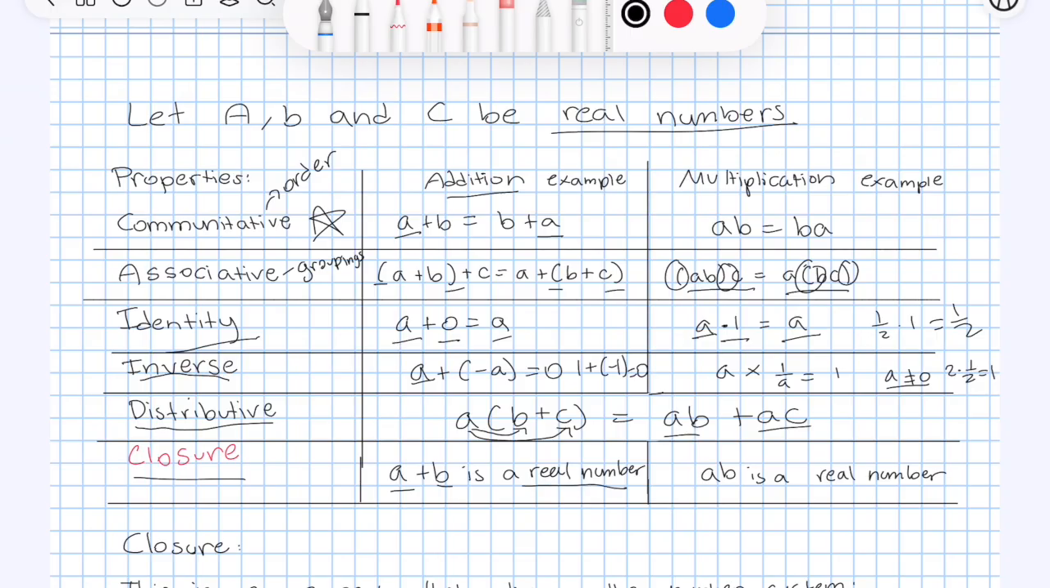So now, real numbers are closed under addition. And same thing for multiplication. ab is a real number. A times b is a real number, meaning real numbers are closed under multiplication.